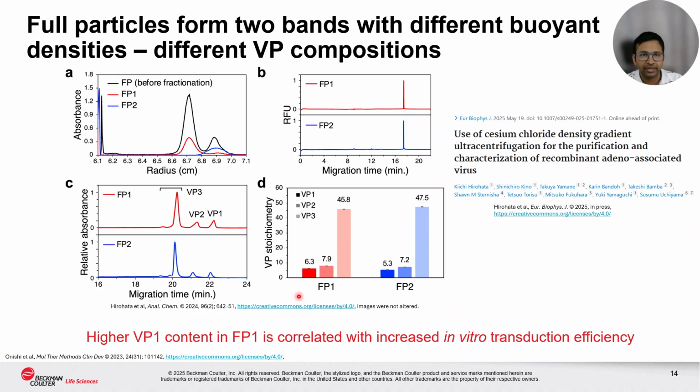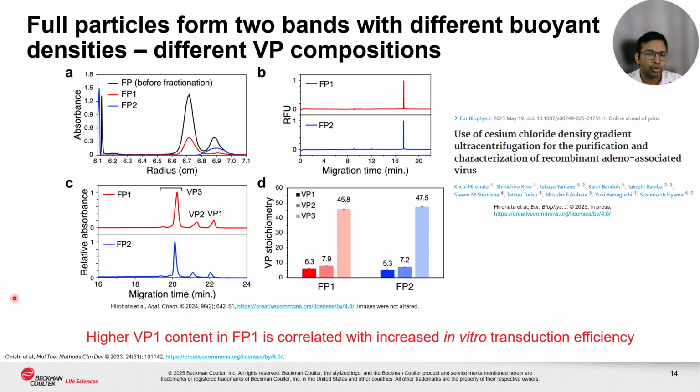This they find correlates with increased in vitro transduction efficiency, as you would expect, because of the increased presence of the VP1 unique region with the phospholipase A2 domain that enables better trafficking, and the increased number of nuclear localization signals offered by both VP1 and VP2. So in a sense, what this allows us to conclude is that the entire separated full capsid particle bands are both useful material from a gene therapy perspective. The payload is really the same. It's just different compositions of VP stoichiometry.